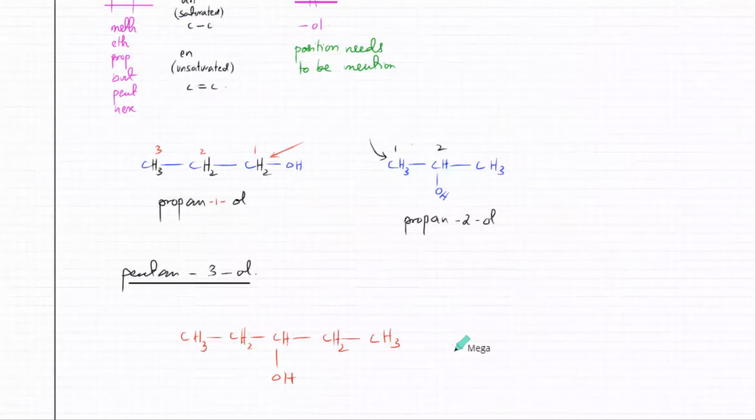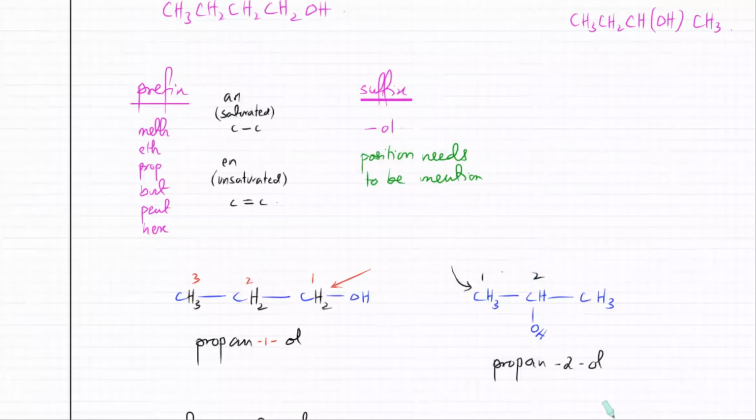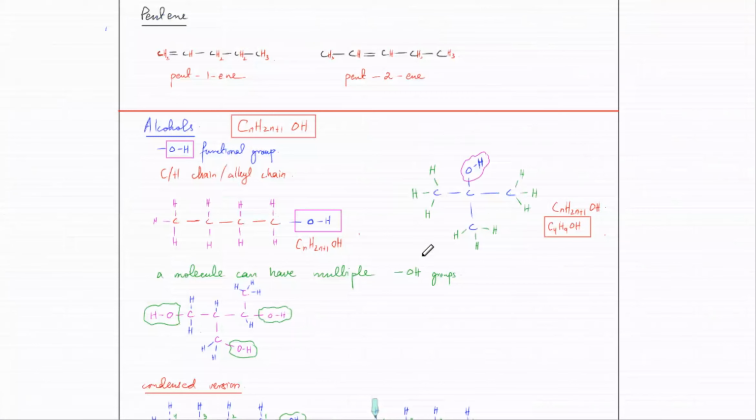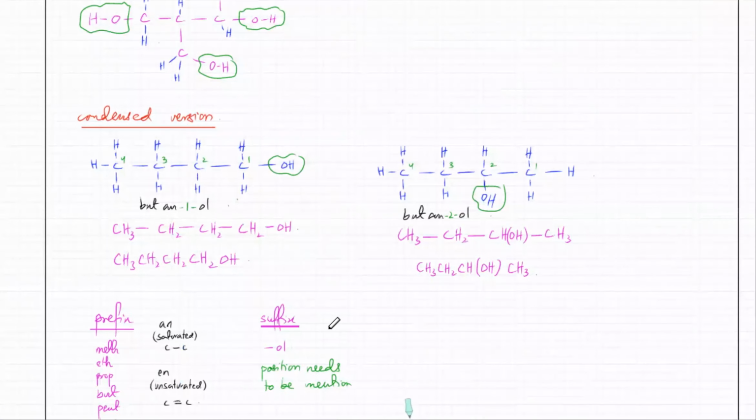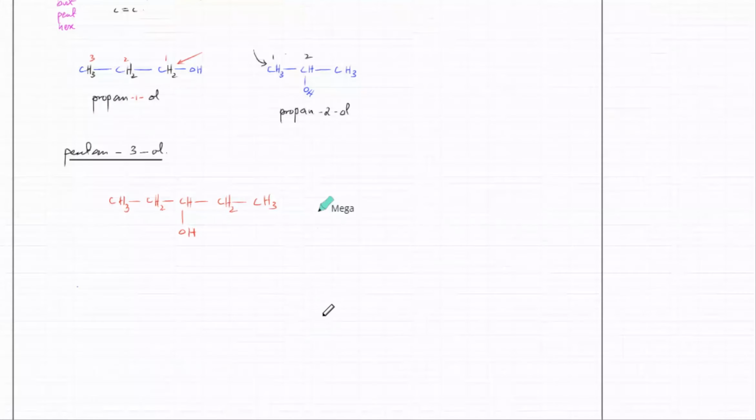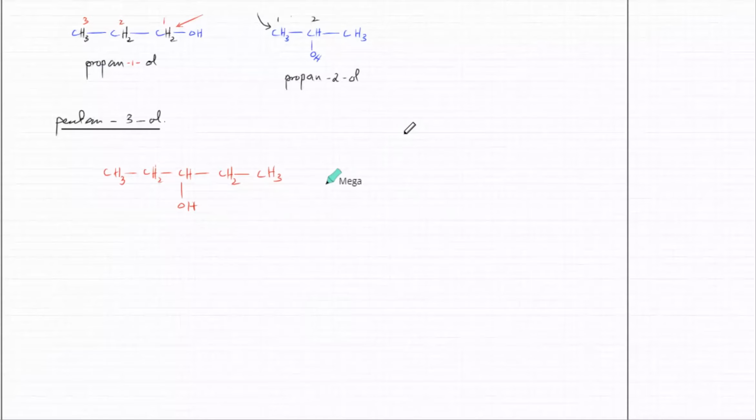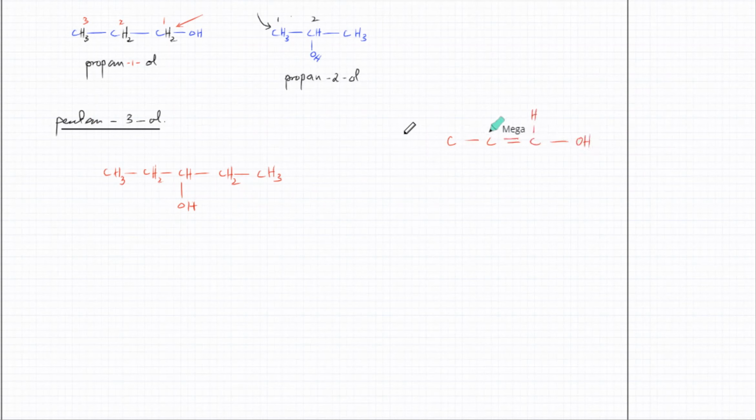So just remember, naming is limited to very simple molecules. You're not going to be asked to name complicated molecules like this, where you have lots of branches happening and multiple functional groups. You wouldn't be asked to name them, but they will come in your exams. But otherwise, you should know what an alcohol is. And I'll do just one other example of an unsaturated alcohol. What if there's a double bond? So let's do one with a double bond.